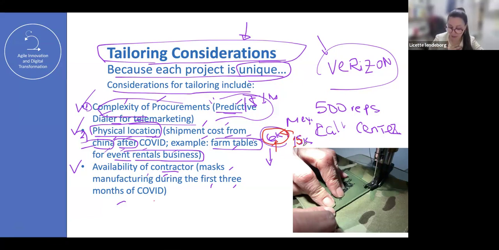So we talked about it and said, I'm sorry, we are not going to pay $15,000 for something that costs $6,000. So we made a decision to just disappear those tables. We lost the money, since we had already paid the $6,000, but that was a tailoring consideration because it was a special situation after COVID. So that's the second example.